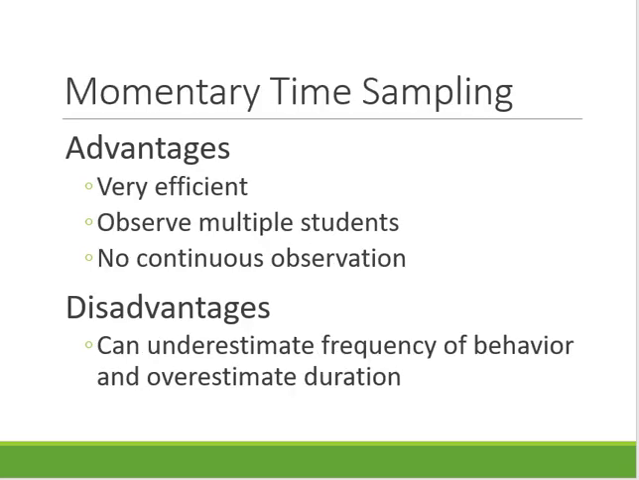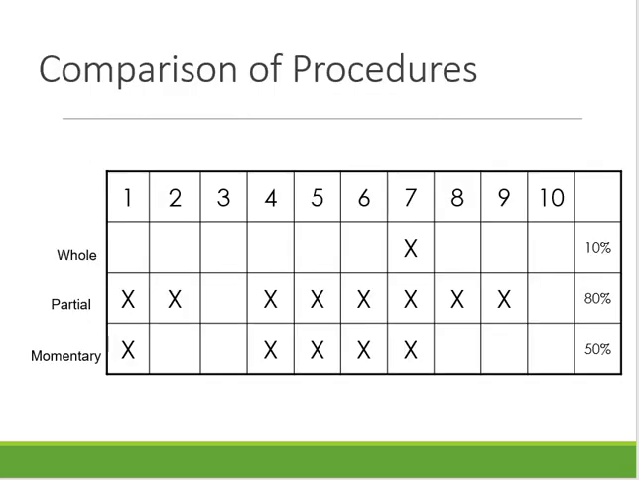The advantages of momentary time sampling are that it's very efficient because you do not have to watch people constantly. It enables you to collect data on multiple students or clients simultaneously. The drawback is that it can underestimate behavior that occurs only briefly. So, as we can see on this chart, the recording system that you use can lead you to different conclusions. Therefore, it's essential that you carefully think about which approach best reflects the behaviors and dimensions of interest.